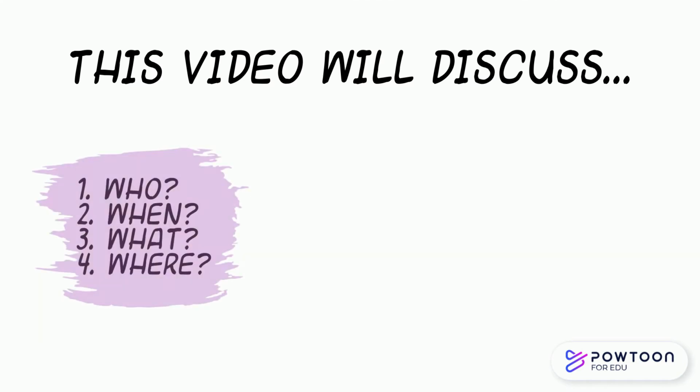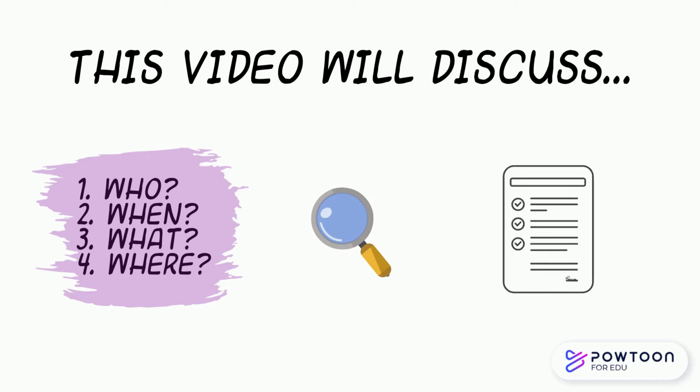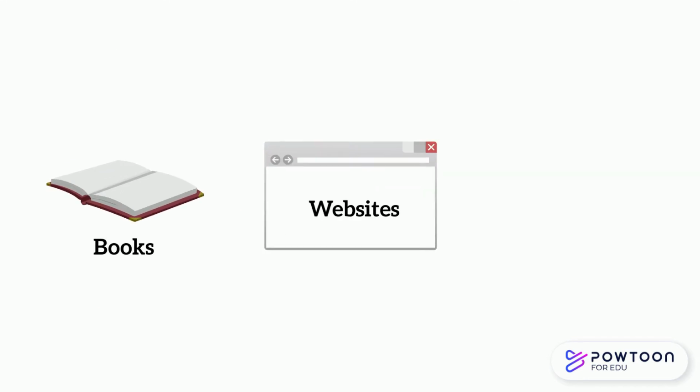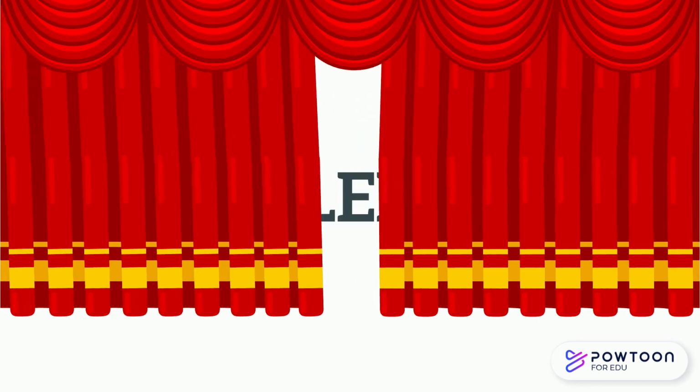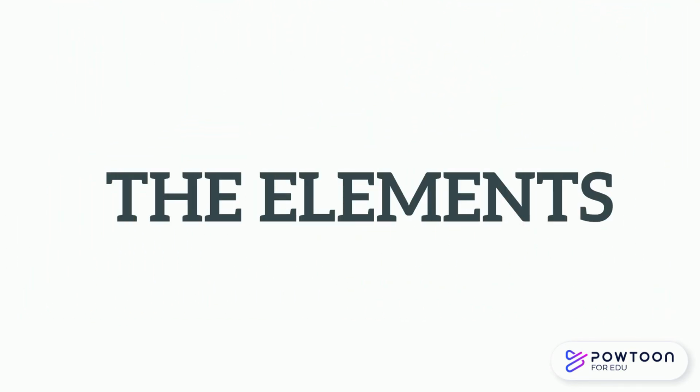This video will discuss each element, where to find the information in your source, and how to format it on your reference page. The examples in this video are both journal articles, but books, websites, and edited collections will be discussed in later videos. So, introducing the elements.